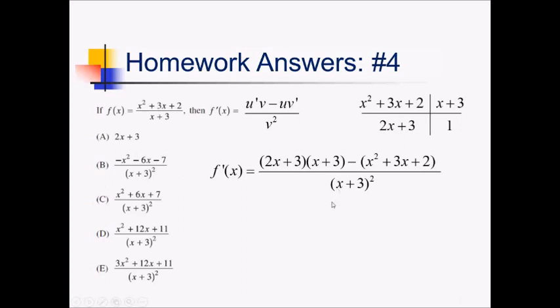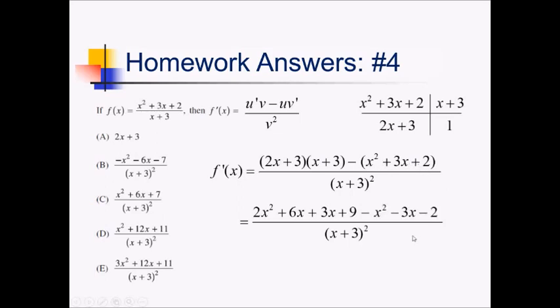We have to simplify this now. So we've got, well, let's distribute out this first one here. So this is going to be 2x squared plus 6x. And then we'll have, let's see, 3x plus 9. And now just distributing this negative to this whole parentheses, negative x squared minus 3x minus 2. A lot of like terms to collect here.